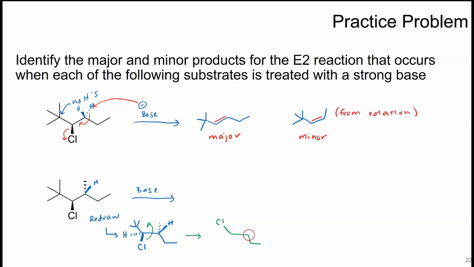Everything else here stays the same. When I move this into the plane, that's going to shift everything one position. So the tert-butyl group will now be pointing back, and the hydrogen is coming forward. My hydrogen still is not in the right spot. We want it to be in the plane, or anticoplanar with the chlorine. So I'm going to rotate on this side, and I'm just going to rotate everything down one position. This side stays the same.